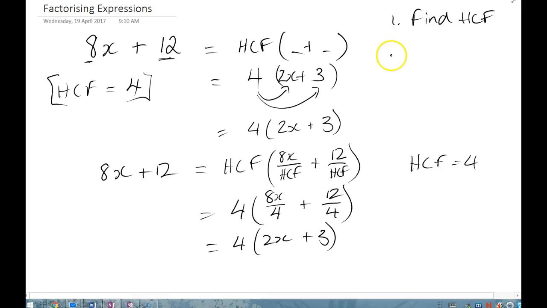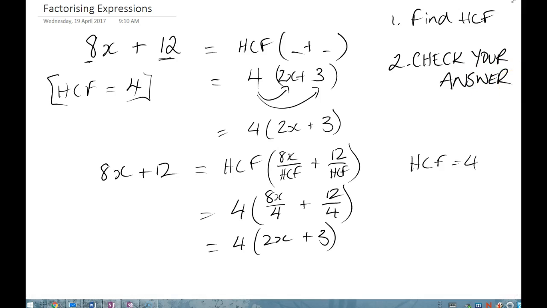Remember though that you can always check your answer. Okay, so when you get something that you think is correct, then make sure you do the multiplying out strategy to see if your answer is correct. So for example, if I go 4 times 2x, do I get 8x? Yes. When I go 4 times 3, do I get 12? Yes. Therefore, I know I'm right. Okay, so there's no reason to get these wrong.